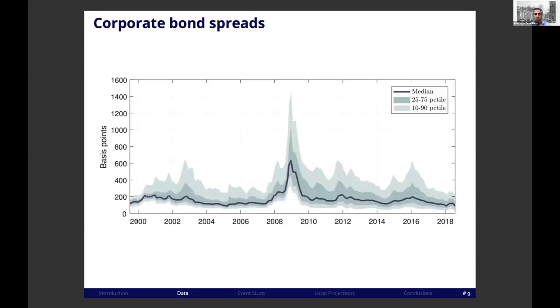Just to give you an idea of how our bond level dataset looks like, what you have in this chart is a time series of corporate bond spreads. So these are the option adjusted spreads that I described a couple of slides ago. And the solid line here displays the median corporate bond spread across all available bonds at any given point in time. And you can see that there is quite a lot of time series variation, clearly the big spike in the global financial crisis. But importantly, there is also a lot of cross-sectional variation at different points in time. And we're going to exploit exactly this cross-sectional variation to tease out some of the mechanisms that I described before.